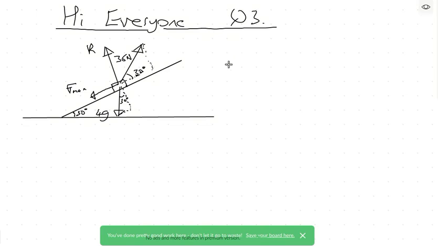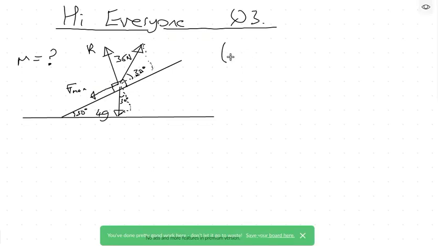However, it is going at constant speed, so the forces will still balance. It's when it's accelerating that one force is larger than another. If the object is going at constant speed, the forces will balance. Okay, we don't know mu, so I'm just going to put mu equals question mark. I think we find that in part B. But in part A, all we've got to do is find the magnitude of the normal reaction.